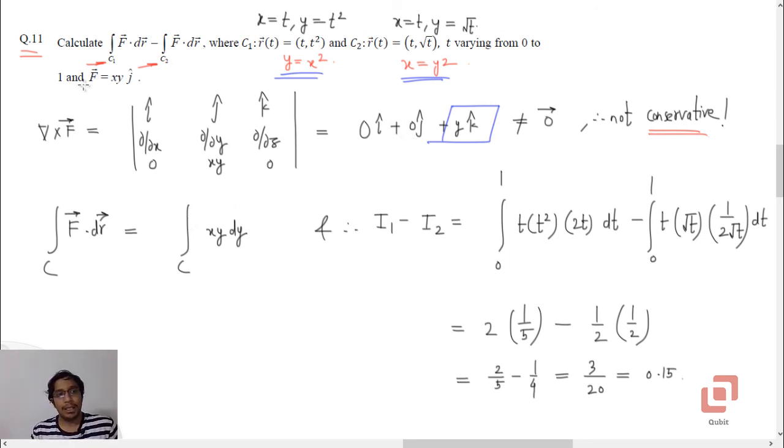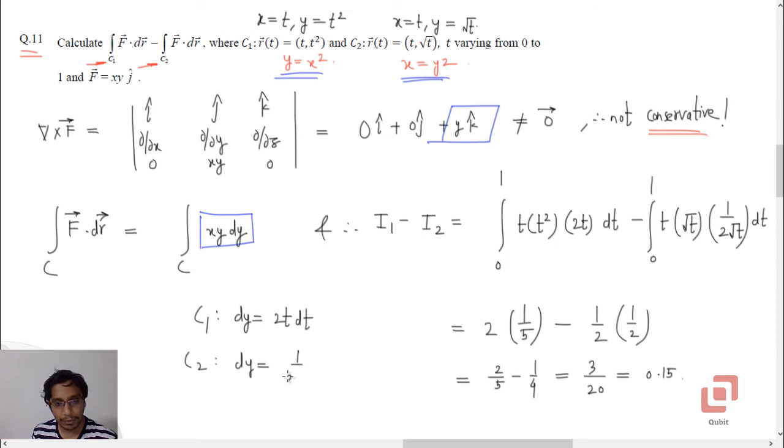Now f bar only has the j component, so it is going to be xy dy. Now let us go to the first curve C1. x is t, y is t squared, so dy will be 2t dt. Now let us go to C2. x is t, y is root t, so dy will be 1 upon 2 root t dt.